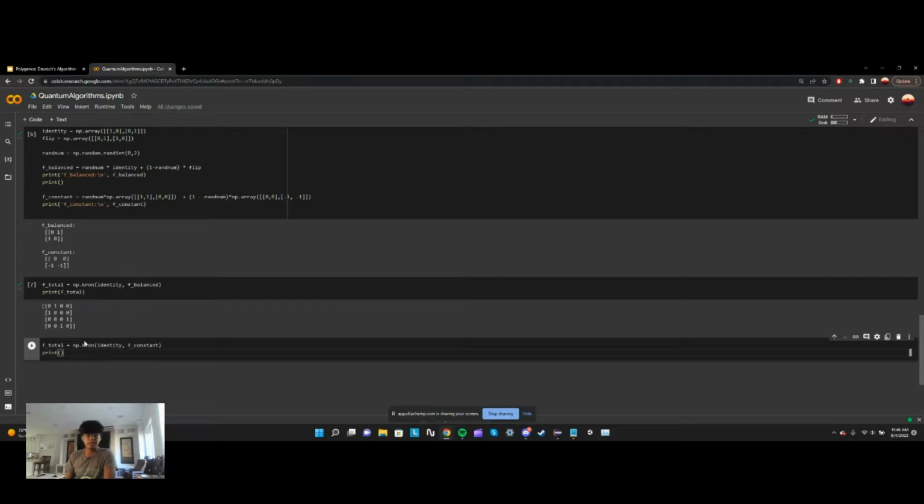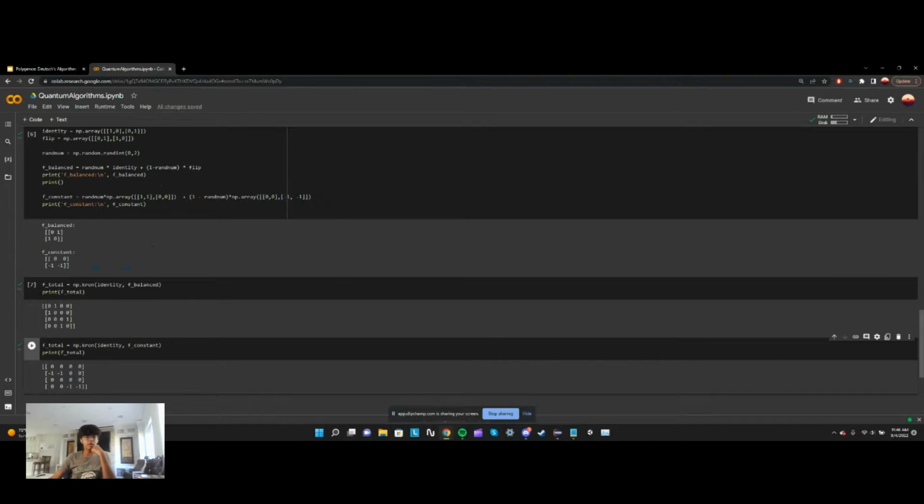And then if we were to print f total, here's what we would get for our constant, right? So it's kind of the same thing as the Kronecker product. You could see it aligning here, right? 0 in this first matrix right here.